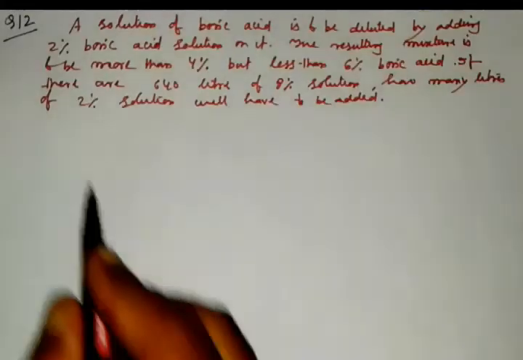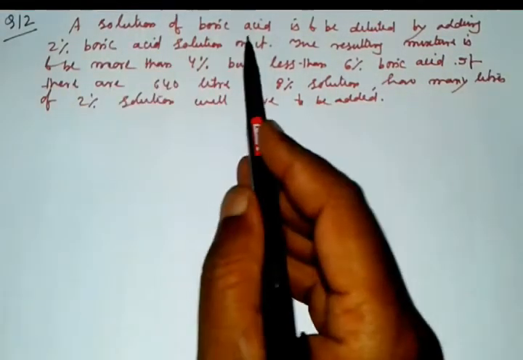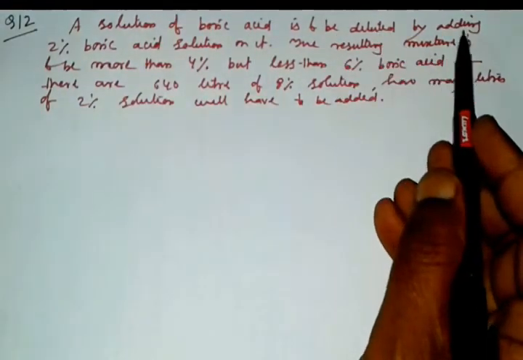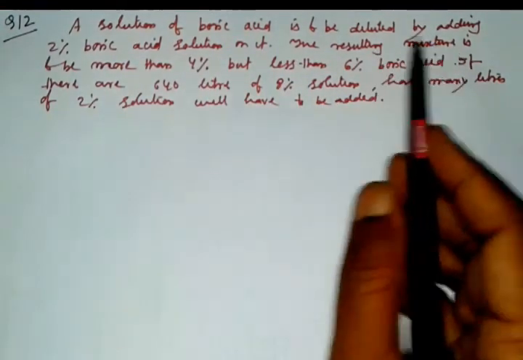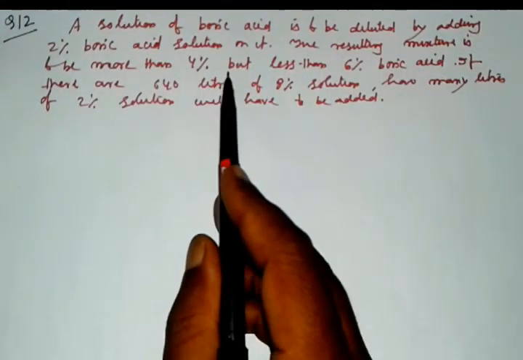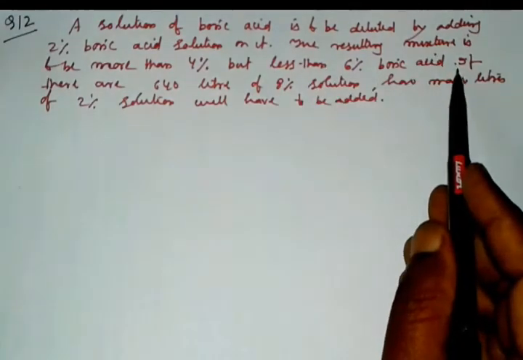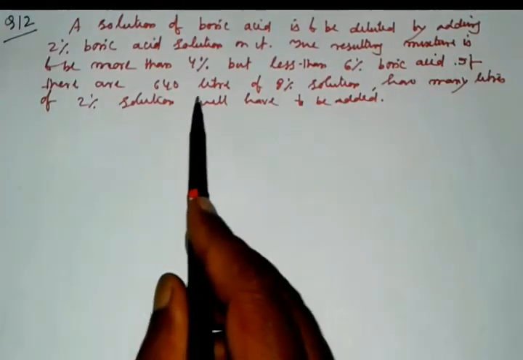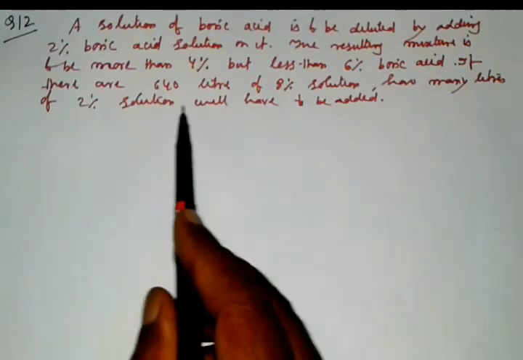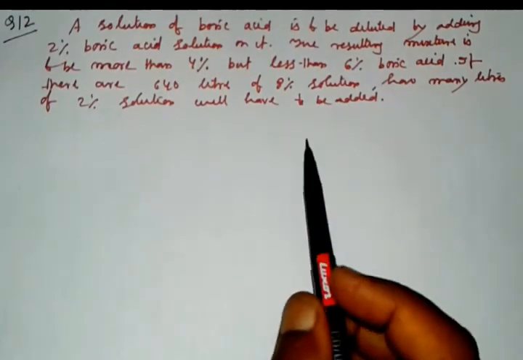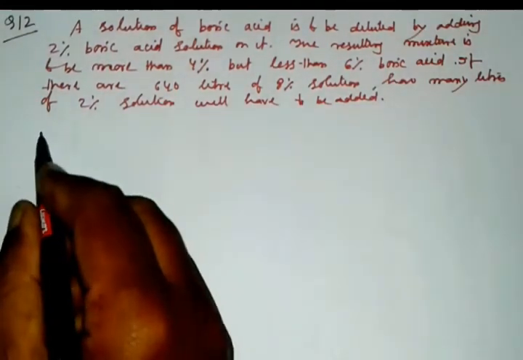And the next problem given: a solution of boric acid is to be diluted by adding 2% boric acid solution to it. The resulting mixture is to be more than 4% but less than 6% boric acid. If there are 640 liters of 8% solution, how many liters of 2% solution will have to be added? This is the problem. Solution.